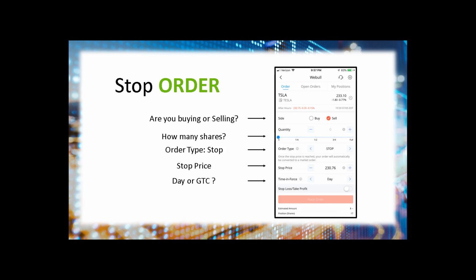You can place this as day or good till canceled. It will only operate during market hours, so good till canceled isn't that helpful. I've never used it. And then ultimately you will place the order. So this is how you place a basic stop order in Webull. Again, this is your safety net. If the share price starts to move against you very quickly, it can be helpful to have these in place.